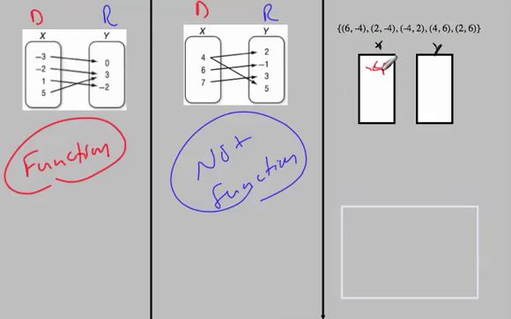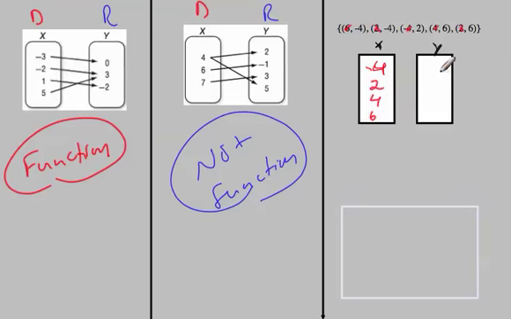What's my next x value, or my next domain input? I've already got -4 there, so I don't have to worry about that anymore. The next one would be 2. I've got 2 of those, but I only need to list them one time. 2. And then the next one would be 4. And the next one would be 6. I've got all of my domains.